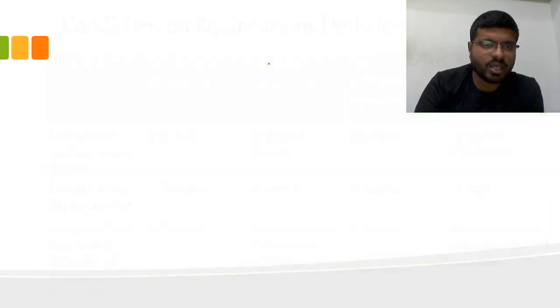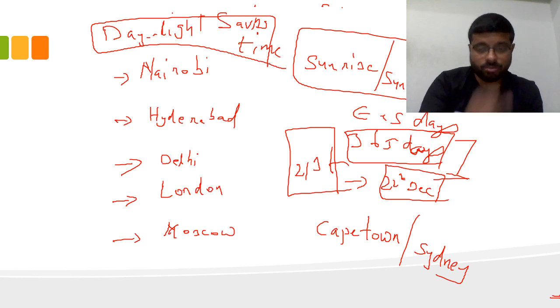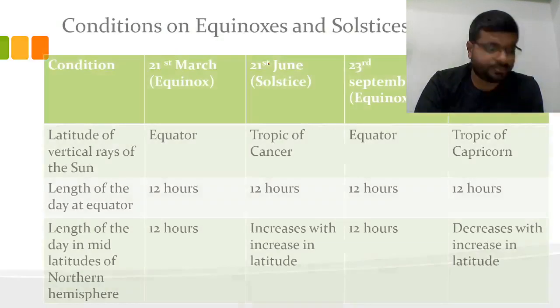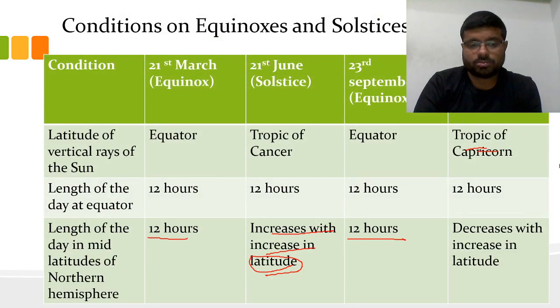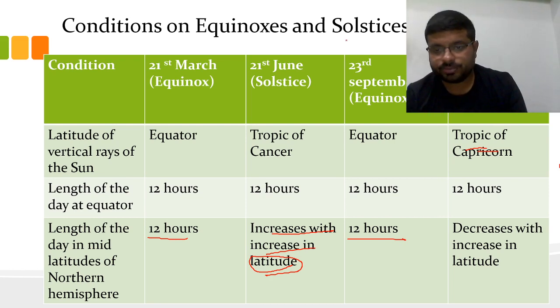That is the reason why I asked you to study. Compare Nairobi with Cape Town. The length of the day and night will be varying. So this is why length of the day in mid latitude of the northern hemisphere decreases with increase in latitude.